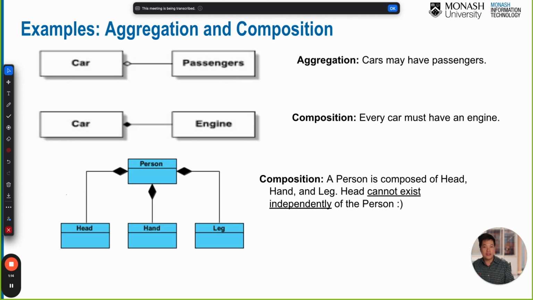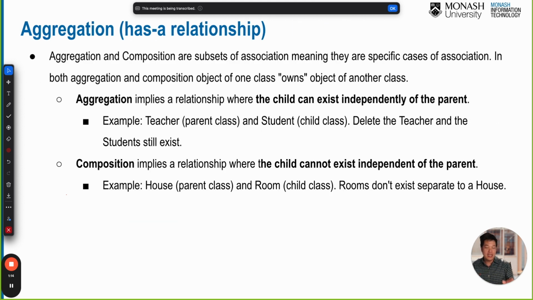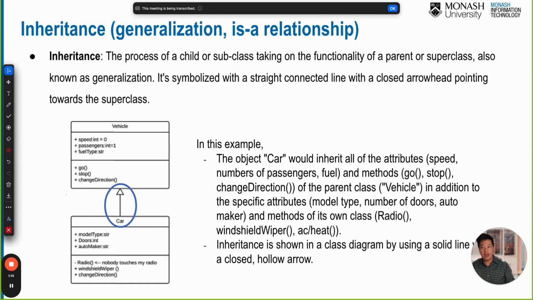Next one. This is a has-a relationship, something has something. But this one is about an is-a relationship, which is called inheritance or generalization. It's about the abstraction. Abstraction means that you want to generalize something. Sometimes you don't want to have something very specific.